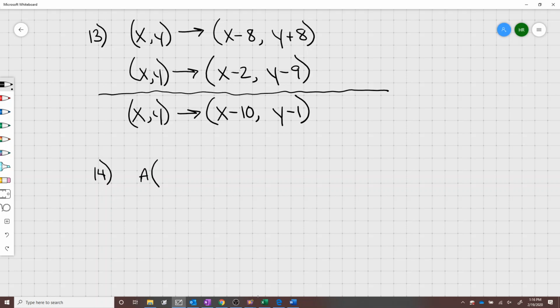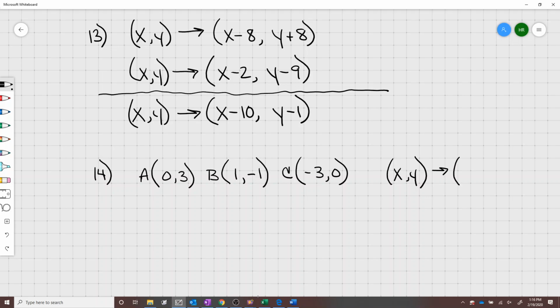Point A is at 0, 3. Point B is at 1, negative 1. And point C is at negative 3, 0. Here's your rule. For every x, y, we're taking x minus 4 and y minus 4.